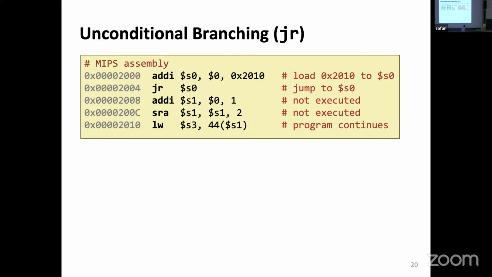Now, this one, in this case, is a word address. It's 2010. And if you look at it, it's this location. So the next instruction that will get executed is the load word 44 plus S1 into S3. So it jumps to the location pointed to by the register that you supply. Now, this will come very handy, more useful in many cases than the one where we have the direct address.